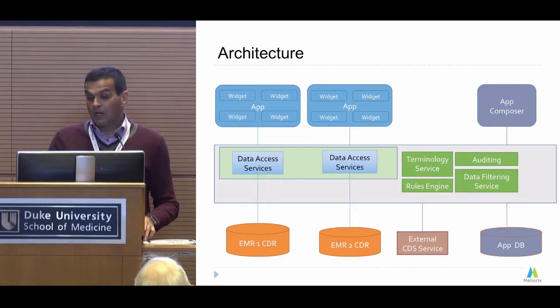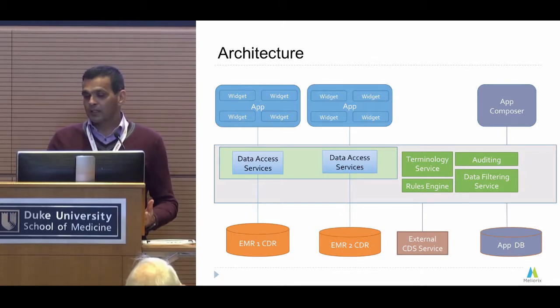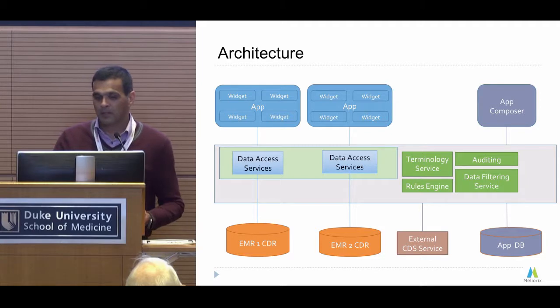Architecture-wise, there's a middleware container that hosts most of the services, the essential ones being the data access services that let you get data from FHIR repositories. Then we have other services that provide functionality like terminology services, the ability to filter data and run rules, and auditing. That's the key part. The app itself contains a number of widgets that interact with each other. And then we have a visual app composer.